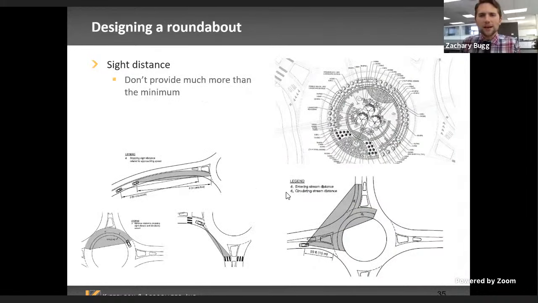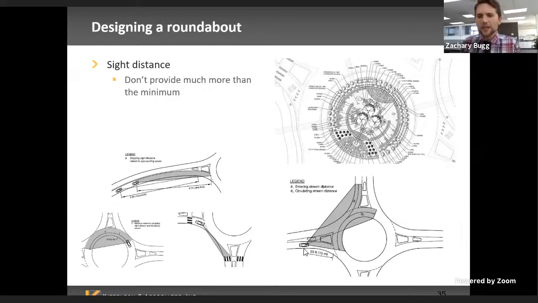Sight distance is really important. This is something that we all go over when we're studying for the PE and the FE, and in classes. It applies to roundabouts as well: stopping and intersection sight distance.